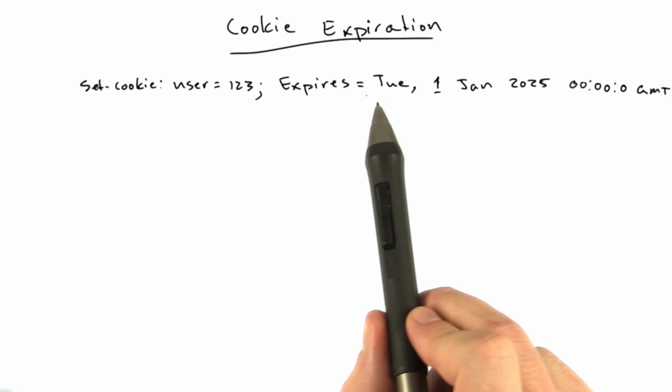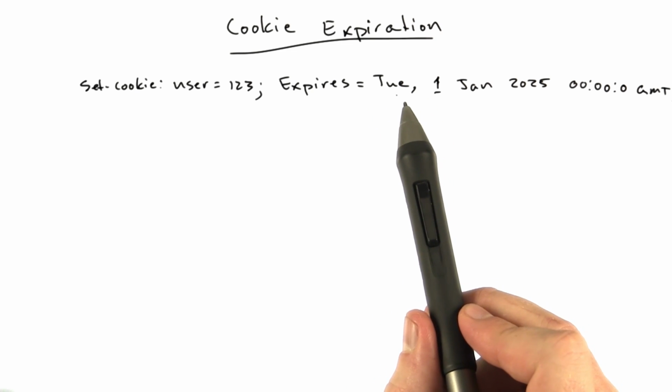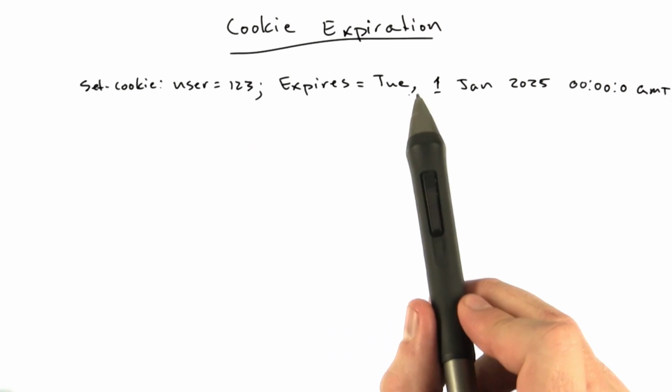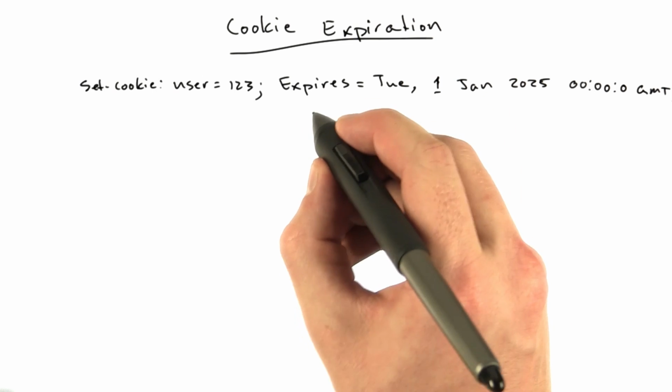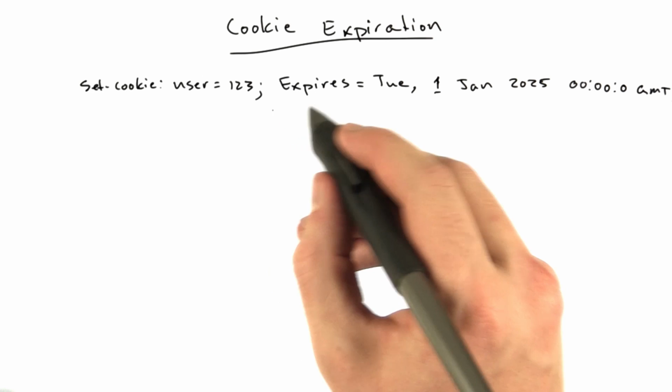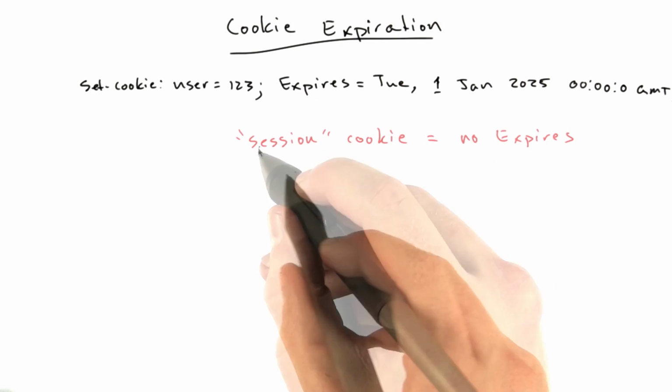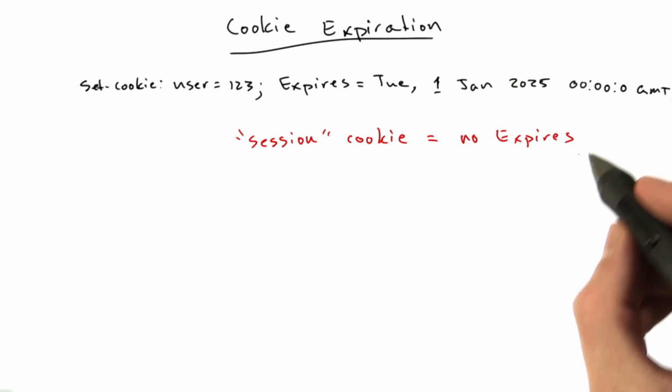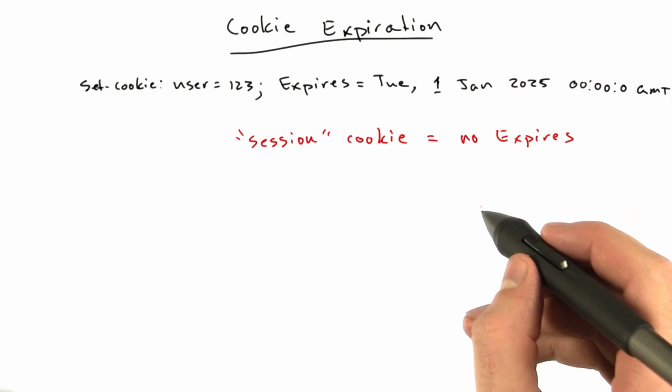That means you can close your browser, close your tab, whatever, come back to this website, and the cookie will still be there. And if you don't include this expires parameter, the cookie will expire when you close your browser. That's called a session cookie. A session cookie basically has no expires parameter, and so it'll disappear when you close your browser.